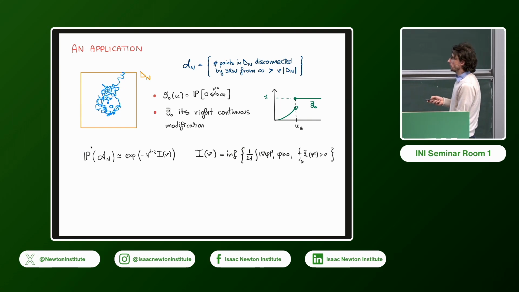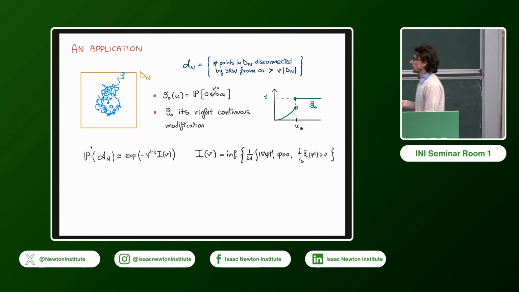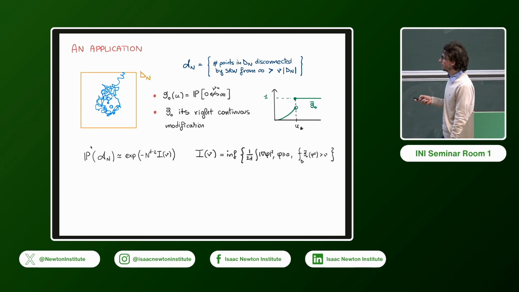Then what this result that we have with Maximilian tells you is that the probability of this event goes to 0 exponentially fast, like n to the d minus 2, and the rate is completely characterized. And it involves this percolation function for the vacant set of random interlacements at level u.